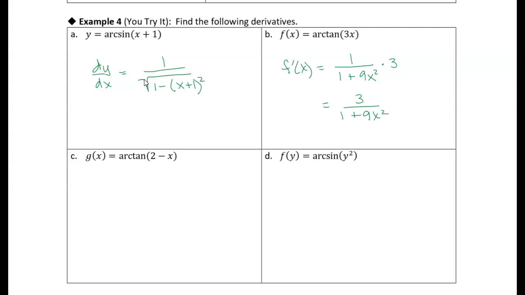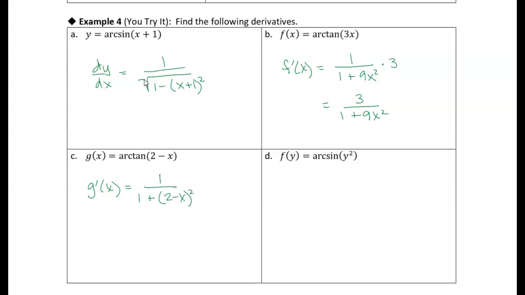All right, let's look at the next one. All right, here we have another arctangent. We want to take the derivative of it. So g prime of x is equal to, okay, I'm just going to substitute, wherever I had x before, I'm going to substitute 2 minus x. So we have 1 over 1 plus 2 minus x squared.